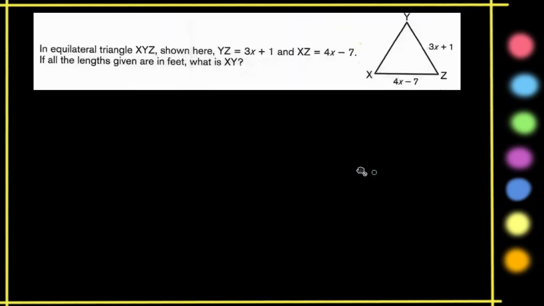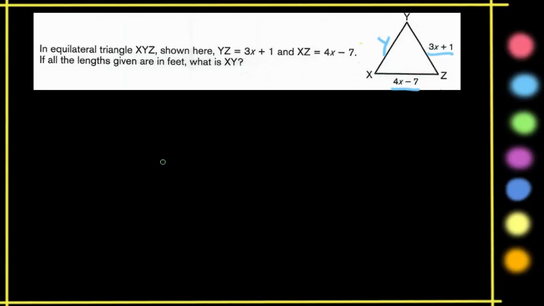Okay. This one says, in equilateral triangle XYZ shown, YZ is 3x plus 1, XZ is 4x minus 7, and if all the lengths are given in feet, what is XY? Okay, so let's put Y here. That's what we want to find. A lot of times we use X for what we want to find, but they've already used X over here, so I'm going to put Y here instead.